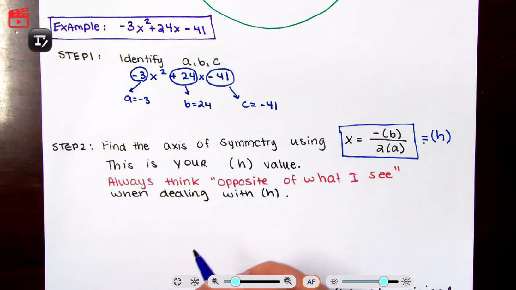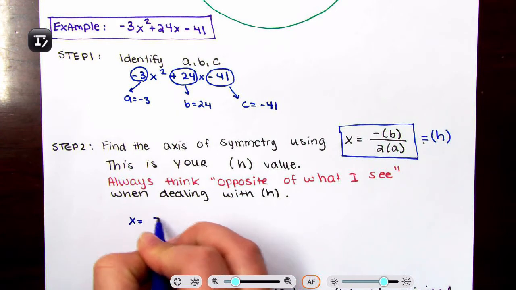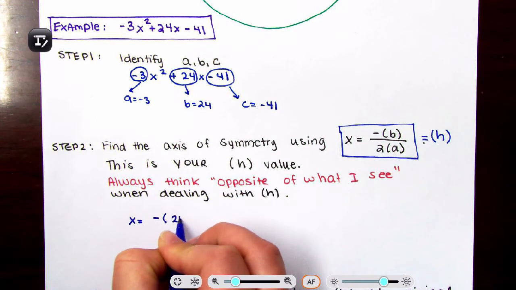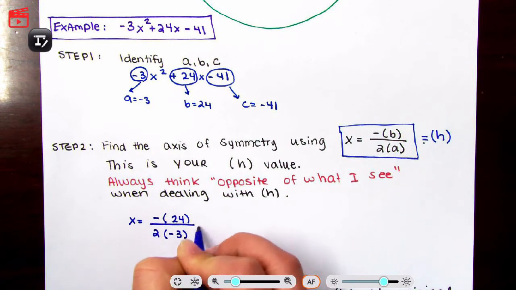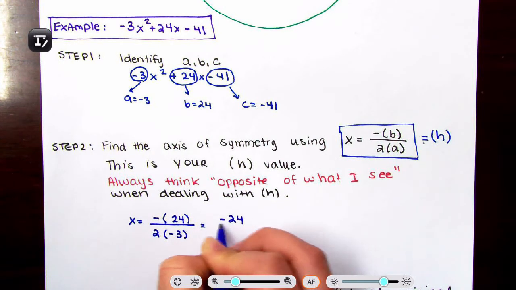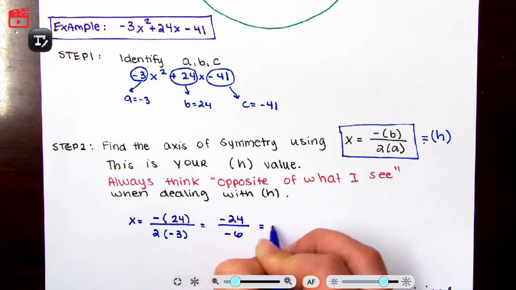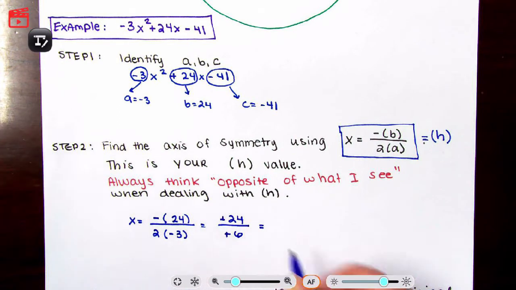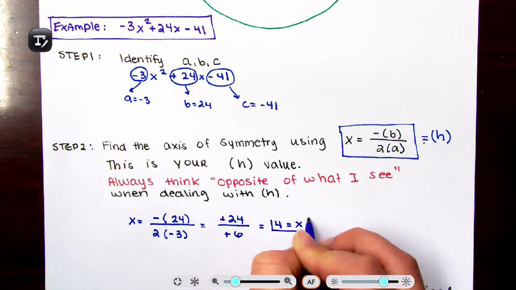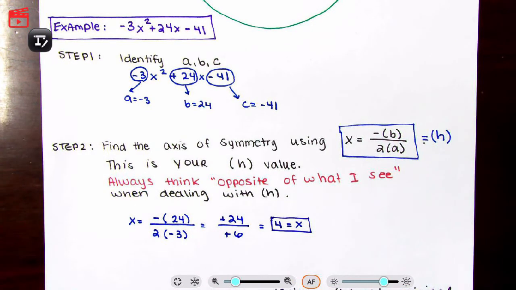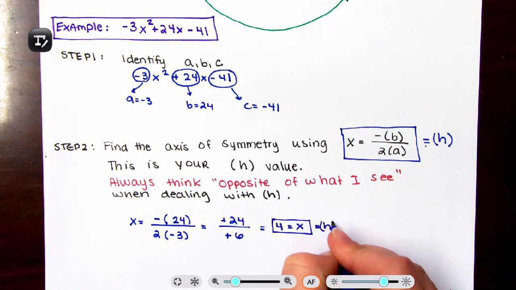All right, so let's go ahead and find the axis of symmetry. x is equal to -b, b is 24 in our case, divided by 2 times a, and a is -3. So I have -24 divided by -6, and 6 times 4 is 24. We have a negative and a negative, so they go away. Then we have an output of 4. So that means x is equal to 4. Now that is your h value.